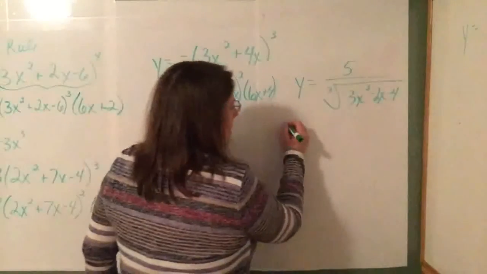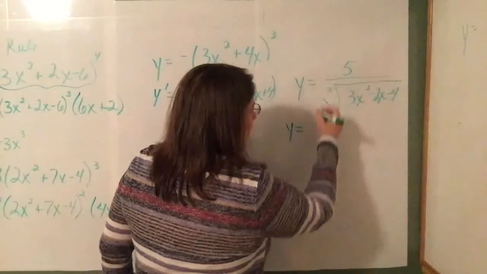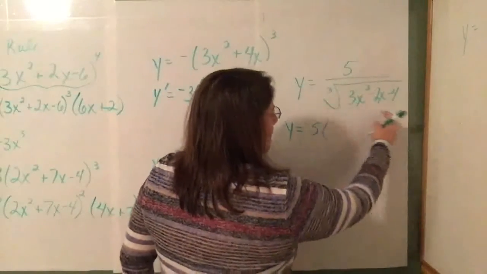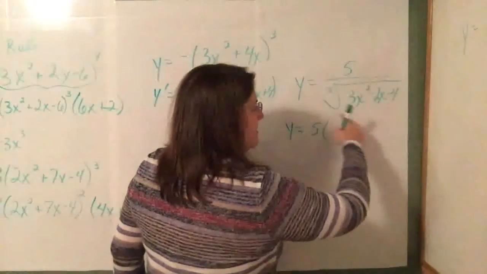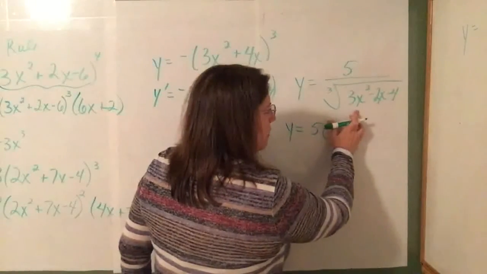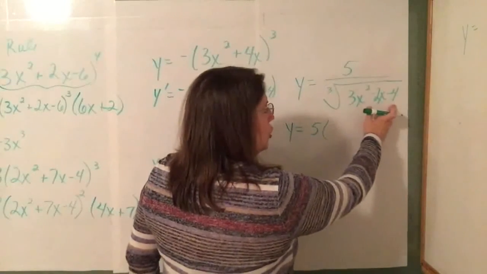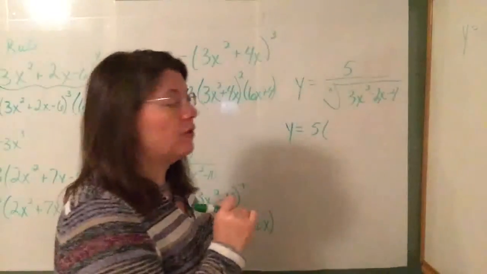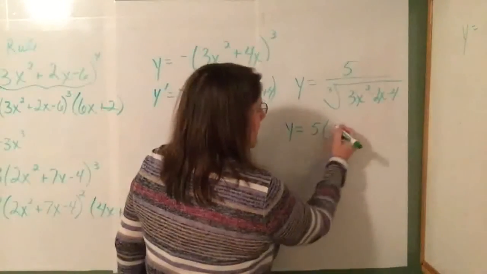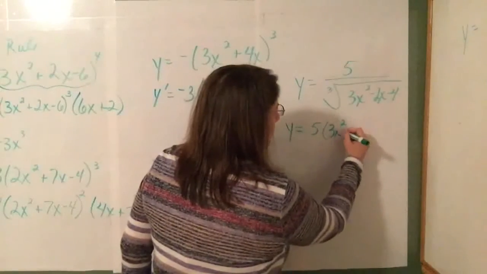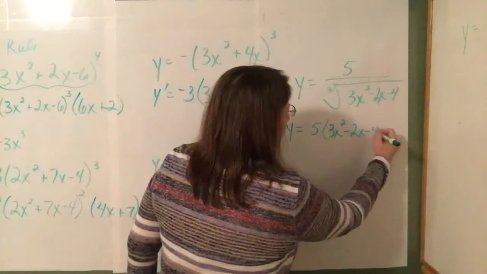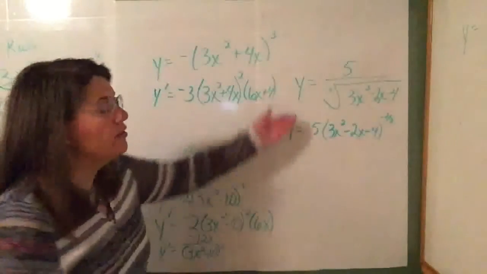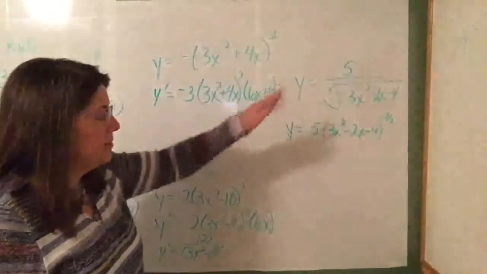If we rewrite that, we have y equals, the 5 is on the outside, and then this part can be written as a fraction exponent that is negative. This is understood to be 3x squared minus 2x minus 4 to the 2/3, but we're going to move it to the top as a negative 2/3. So for that one, we've got 5 times 3x squared minus 2x minus 4 to the negative 2/3. Negative 2/3 because it was on the denominator. We're moving it to the top.